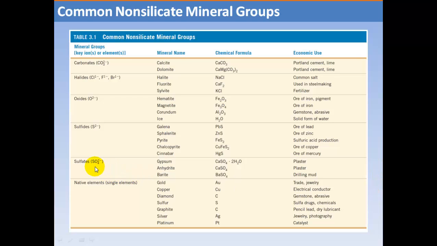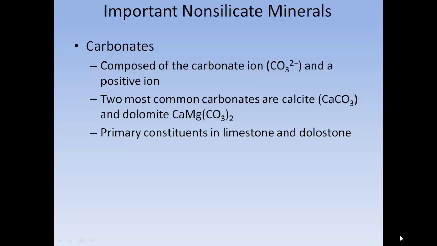Sulfates have the SO4 -2: gypsum, anhydrite, and barite. Barite is used as drilling mud, so it's a lubricant for drilling. Gypsum and anhydrite are used in making plaster. And then our native elements are just single elements. So you can find gold, copper, diamonds, sulfur, graphite, silver, and platinum. And they have their various uses.